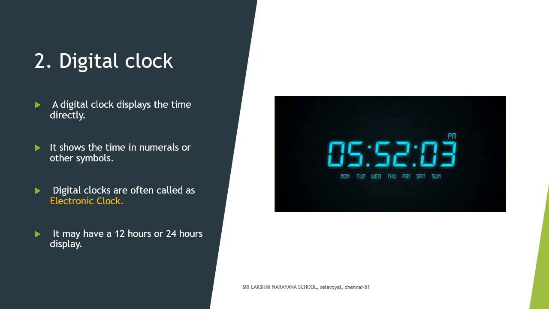Let's see digital clocks. A digital clock displays the time directly. It shows the time in numerals or other symbols. It may have a 12 hours or 24 hours display. Recent clocks are showing date, day, month, year, temperature, etc. Digital clocks are often called electronic clocks.